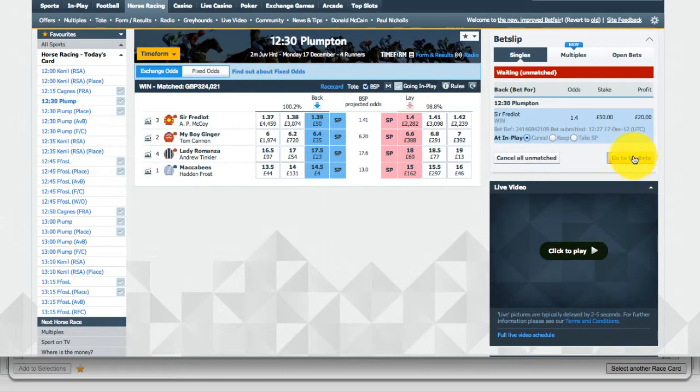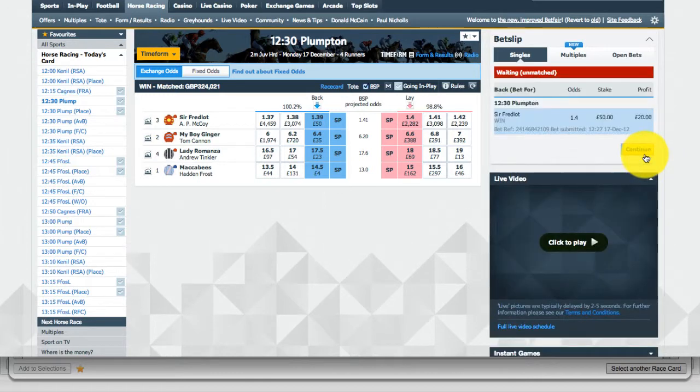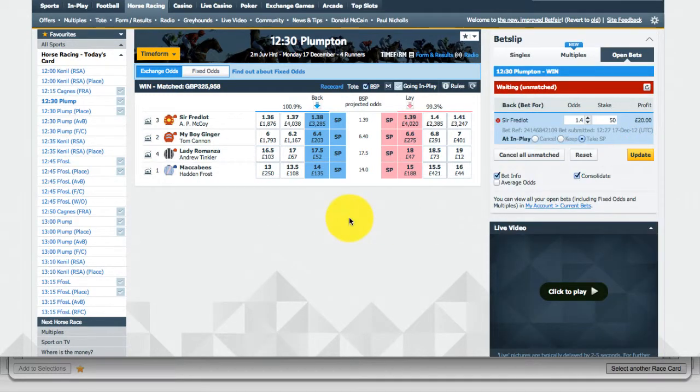Okay, and it's unmatched at the moment. I'm just going to mark it as take SP, but we've got a few minutes here before the race goes off. Are we likely to be matched on this? Well, the money's looking fairly balanced on either side at the moment, so there is a possibility that we'll get matched on this. They're shrinking down, and it may come out, it may not. We're not really fussed because we're going to take SP either way.